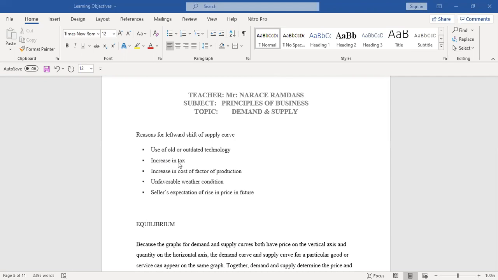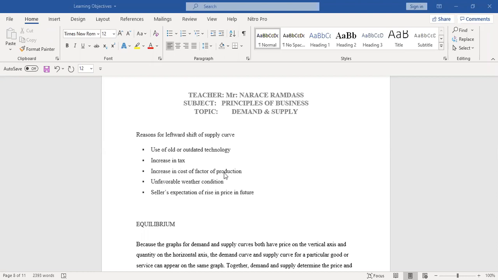For some reason, the government says, okay, we're going to increase taxes. You now have to pay more tax. So that will leave you with less profitability. Less profitability means that you have less money to invest in the business, less money to buy raw materials. You paid more tax, you end up with less revenue. Less revenue, you're able to buy less raw materials. The spin-off effect is that you're going to supply less in the long run.